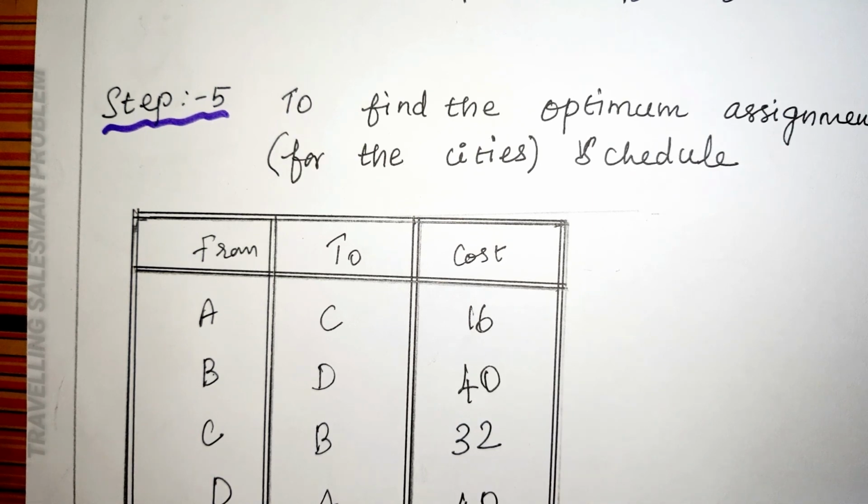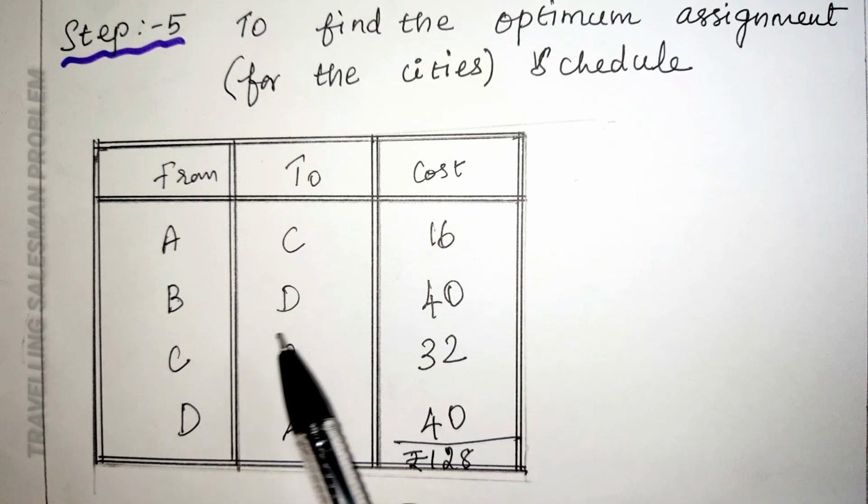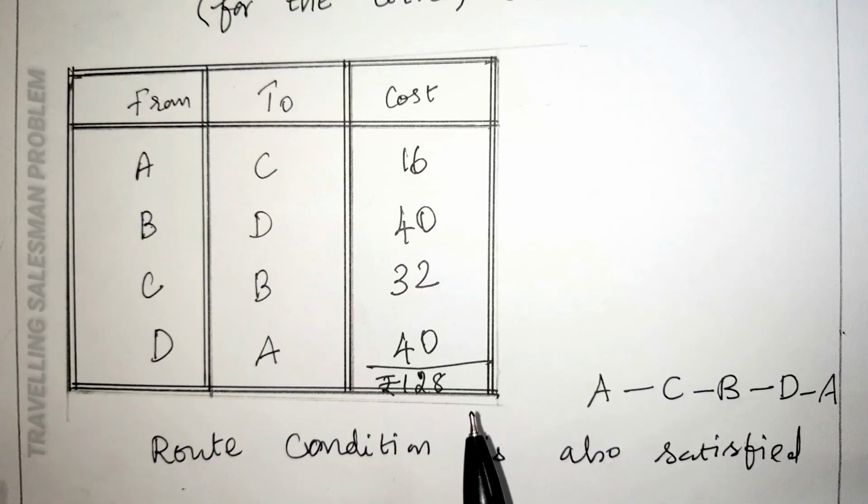The cost is 128. A to C the cost is 16, B to D the cost is 40, C to B the cost is 32, D to A the cost is 40. So the total is 128. Here the minimum traveling cost is 128 and the route condition is also satisfied. In this way you have to find the optimum assignment schedule and the route condition for the traveling salesman problem using the Hungarian algorithm. Hope you all understand.